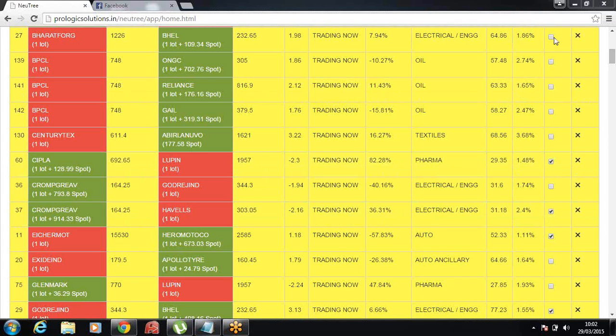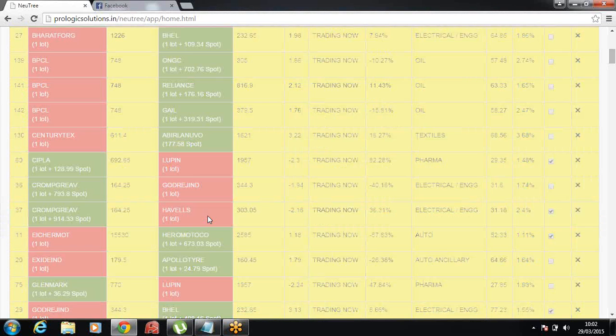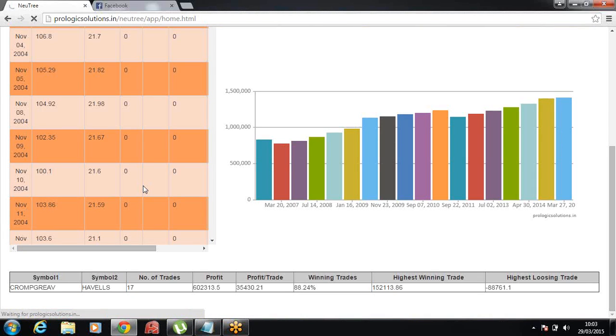Hi, yeah. Let's just check some more trades that are currently trading now. Let me just check this Crompton and Havells. So I'm just going into the trade. We'll see what is the current profit that this particular trade is making, and we'll even check its historical calls also. So it's one very good script.